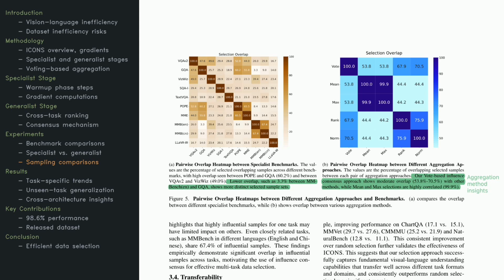These visual comparisons show that no single method or task coverage is perfect for everything. That's why Icons is structured to adapt to each task's nuances while still aiming for broad applicability.